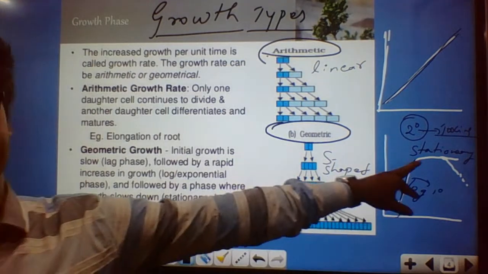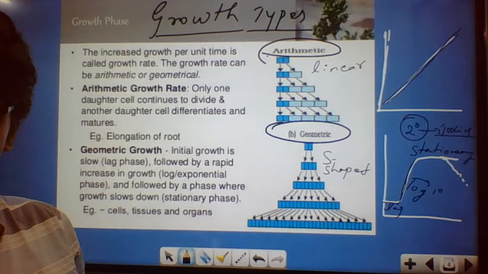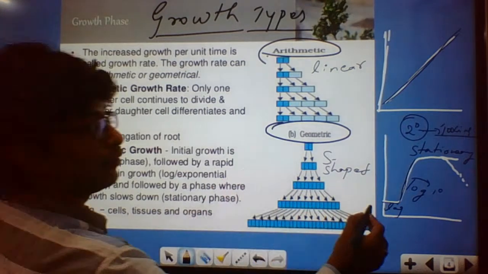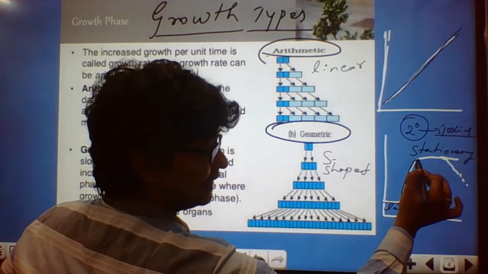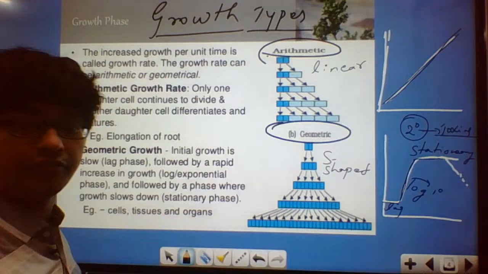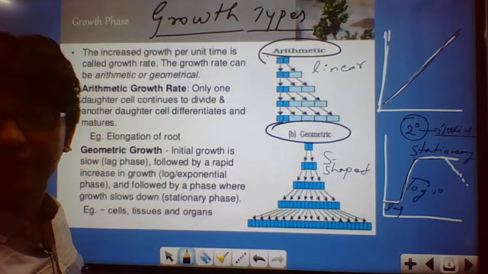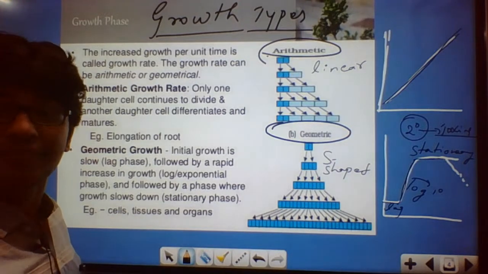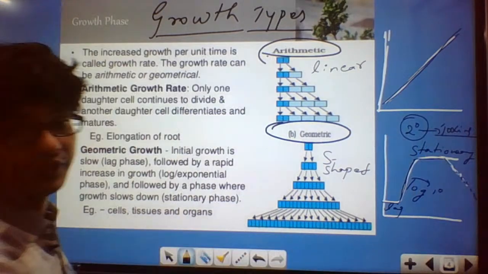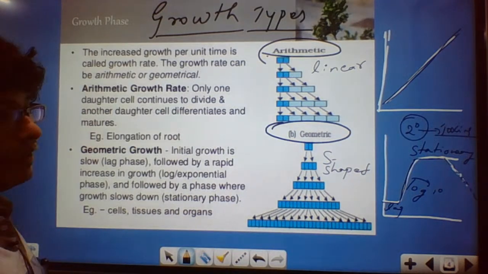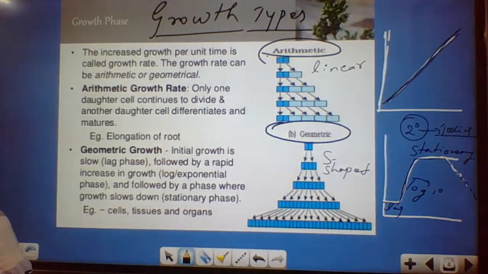Once the cells reach the stationary phase, there is no increase in cell mass or cell number. So in geometric growth, you can see this type of sigmoid curve: lag phase, log phase, then the stationary phase. At one point of time, the situation becomes unfavorable. Then the number drops down, and it even goes to the decline phase.